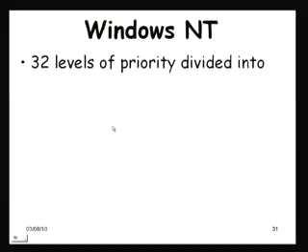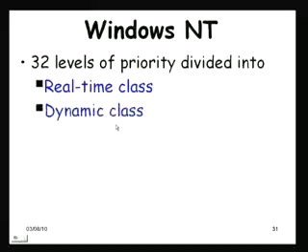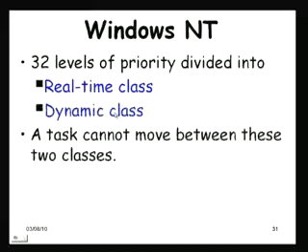So, it provides 32 levels of priority, which are divided into three classes of priority: two classes, dynamic and real time class, and we also have an idle class, we will come to that later. So, there are two main classes here, the real time and the dynamic class, and we know what is a real time priority level, isn't it? What is a real time priority level and what is a dynamic priority level? Anybody would like to answer?